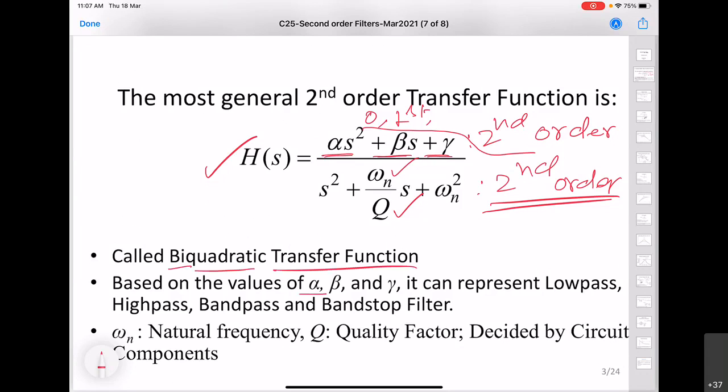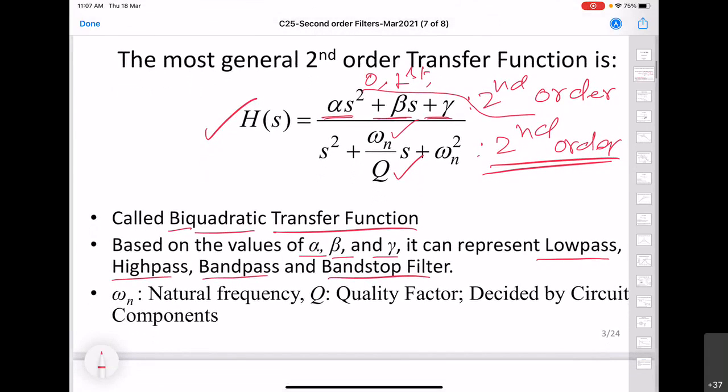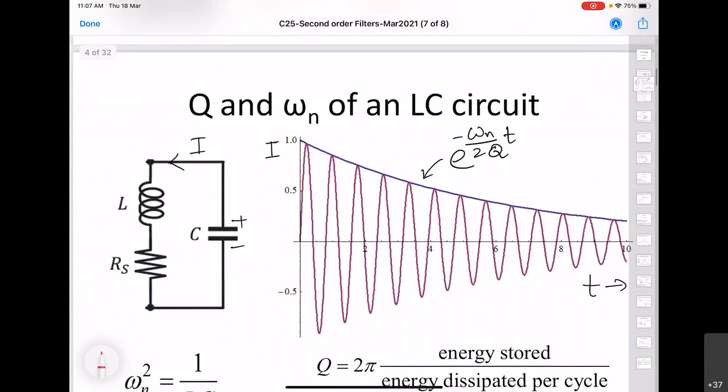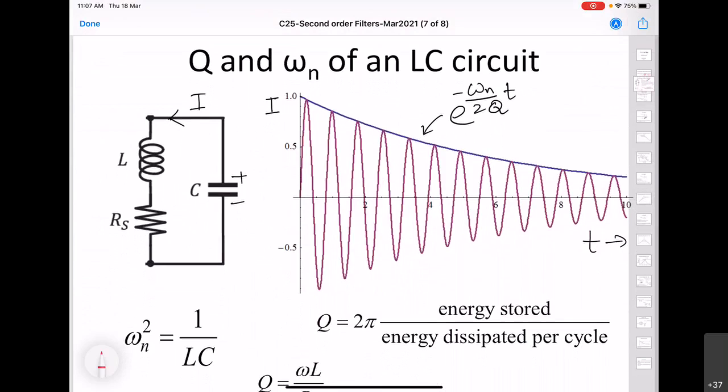So we will see that based on the values of the coefficients in the numerator, that means alpha, beta, gamma, it can not only represent low pass and high pass, which we have already implemented using first order, but it will also be able to represent band pass and band stop, and we will see one more filter at the end of this lecture, called the all pass filter. As I pointed out, the denominator coefficients have been given special symbols omega n and q, and they have some physical significance. omega n is called the natural frequency and q is called the quality factor. So we will spend some time trying to appreciate the importance of these two parameters, omega n and q, and then proceed ahead with the second order filter transfer function.